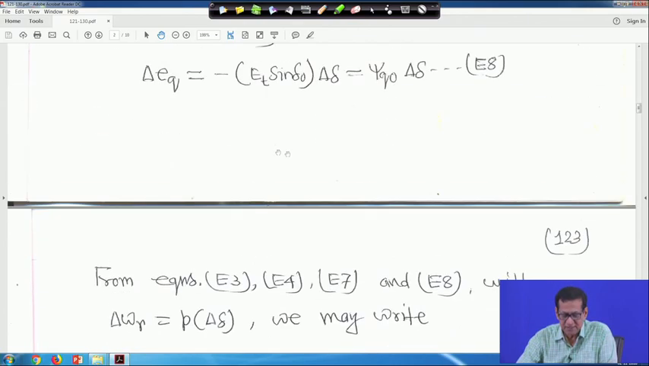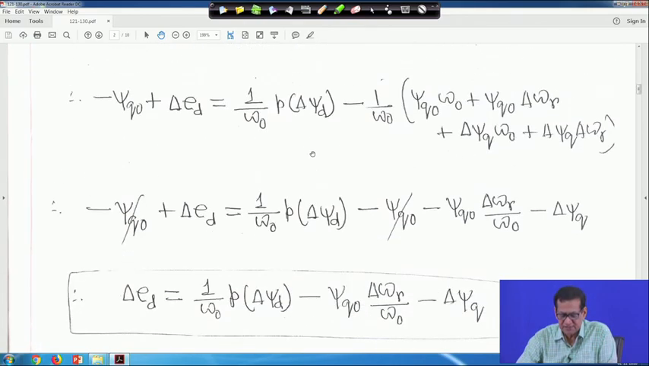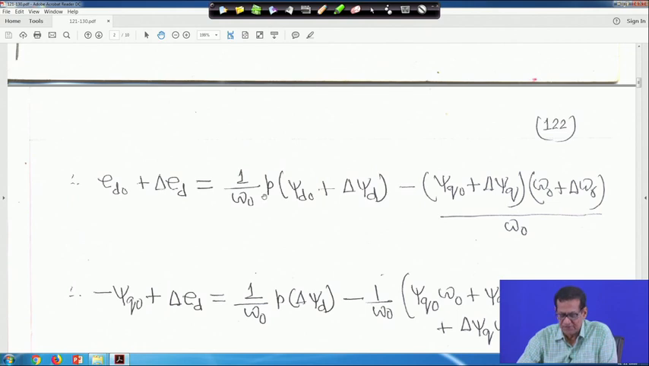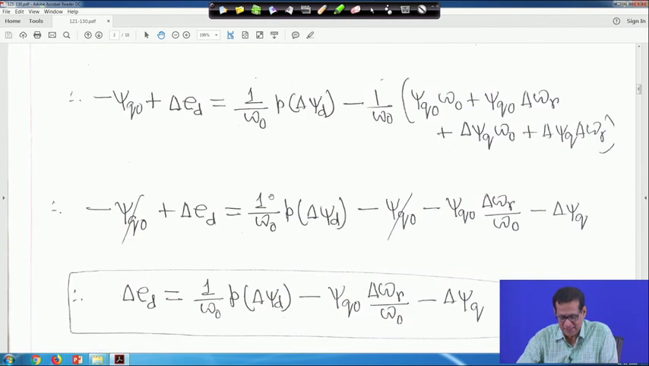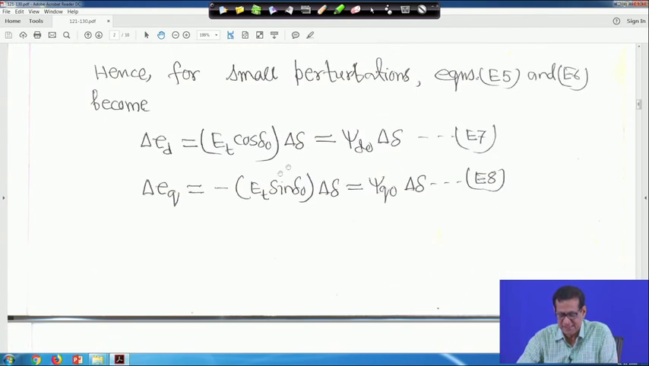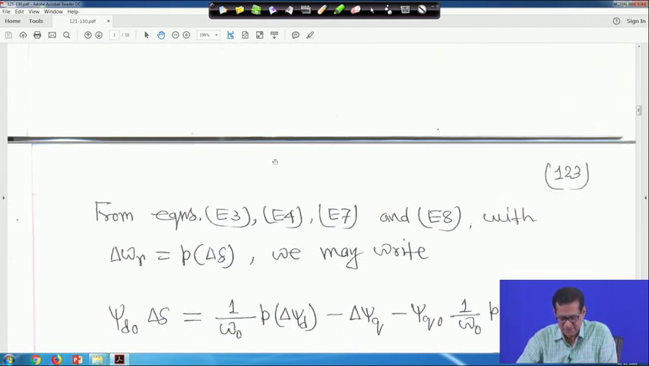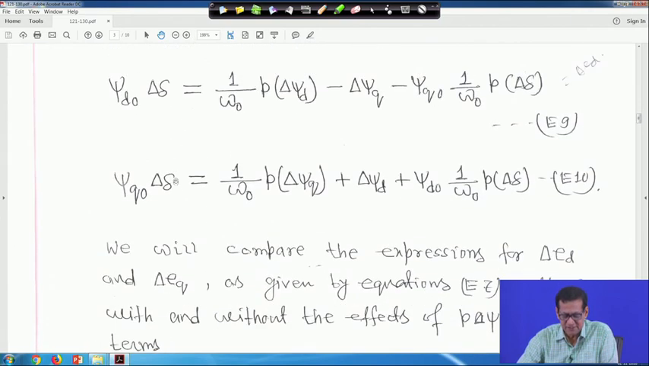Similarly, I told you that this step we have derived for E d. You please derive E q for that also, right. If you do so, and finally proceed the same way, then you will get psi q 0 delta will be 1 upon omega 0 p delta psi q plus delta psi d plus psi d 0 1 upon omega 0 p delta.